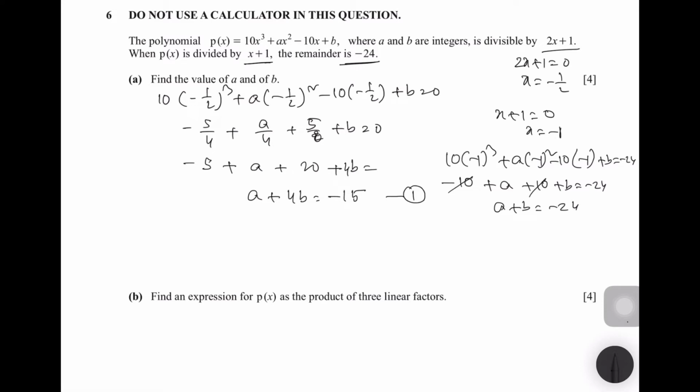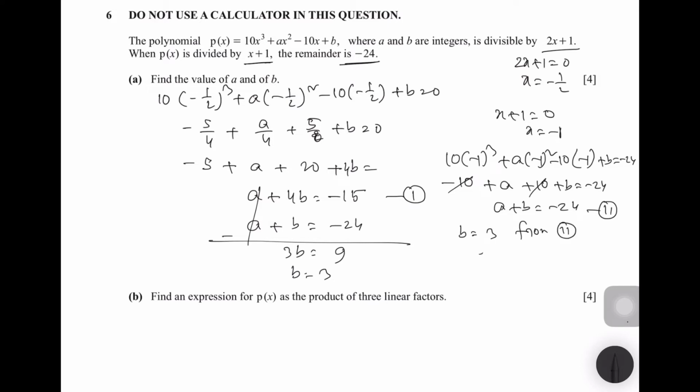Equation number 1 and equation number 2. So let me simplify now. Let us subtract, cancel. This is 3b, and it is minus 15 subtracted from minus 24, it is becoming minus 9. So b equals 3. If b equals 3, from equation 2 we are having a plus 3 equals minus 24, so a equals minus 27. So the values of a is here and b is here.